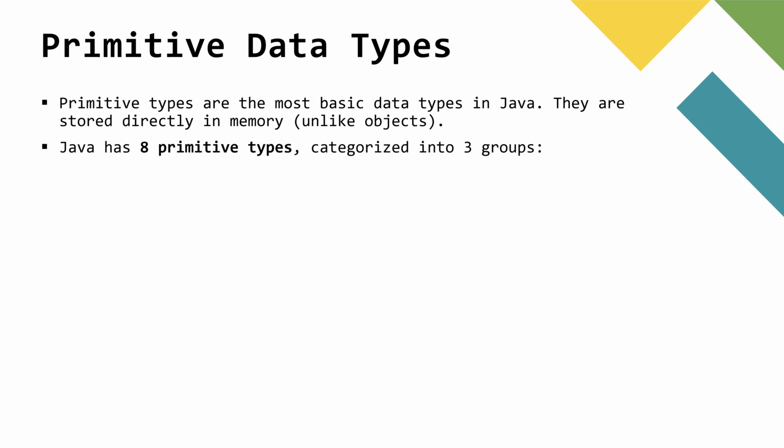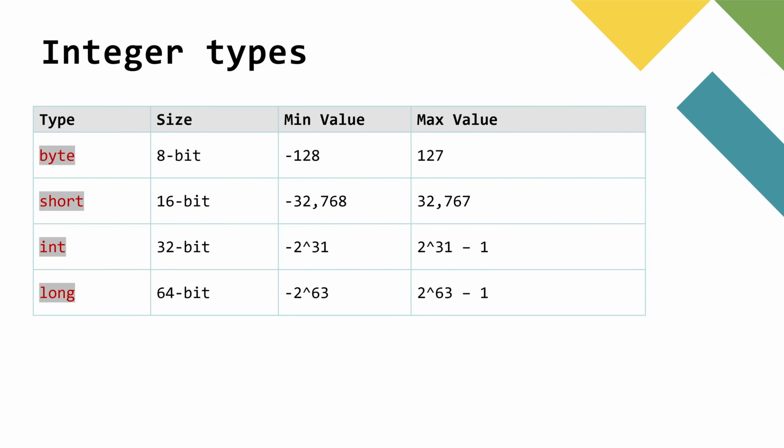First, integer types are used to store whole numbers, numbers without decimal points. There are 4 types: byte, short, int, and long. Each type uses a different amount of memory and can hold numbers within a specific range.